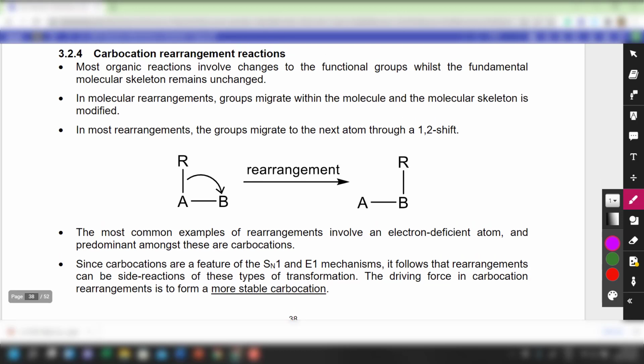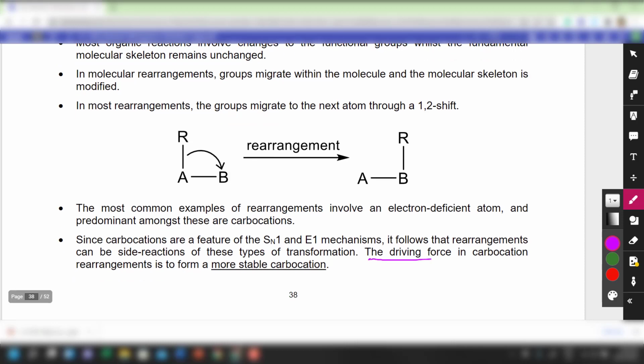Actually, this is not only pertaining to SN1 or E1, it's also pertaining to electrophilic addition, because all of these reactions go through a carbocation intermediate. So this kind of carbocation rearrangement takes place in order to form a more stable carbocation. So the driving force is the formation of a more stable carbocation.